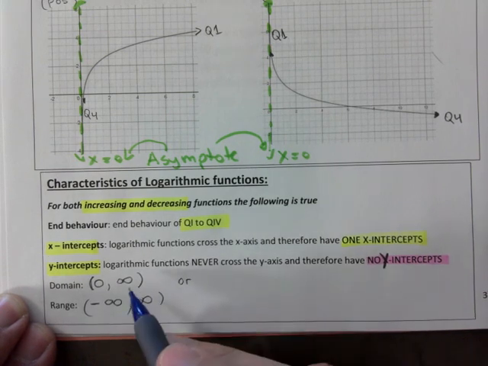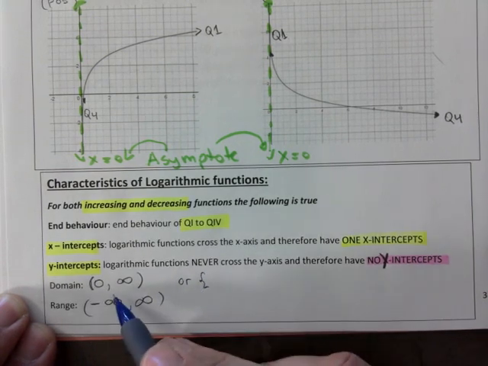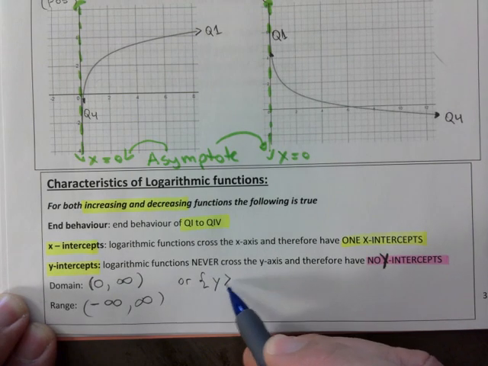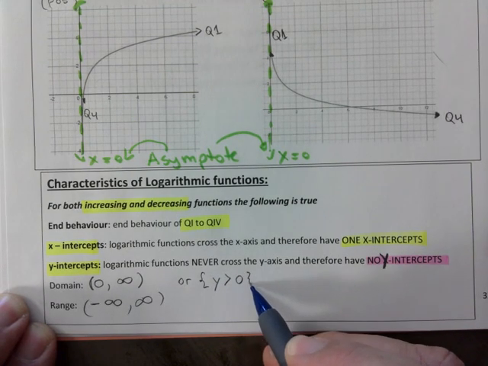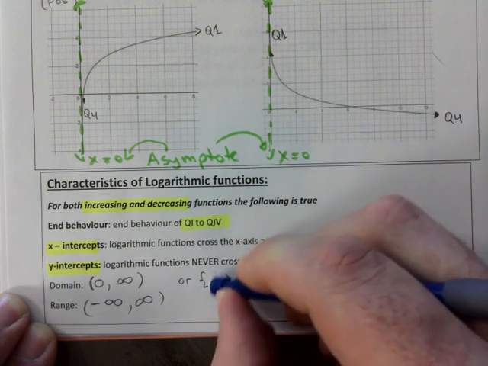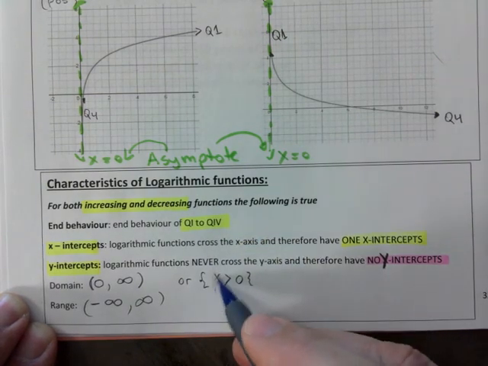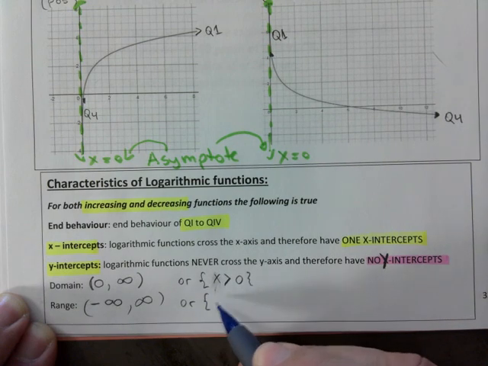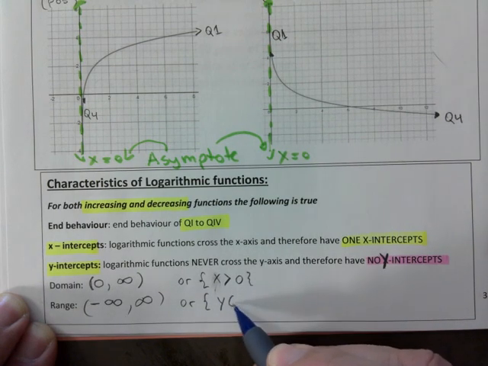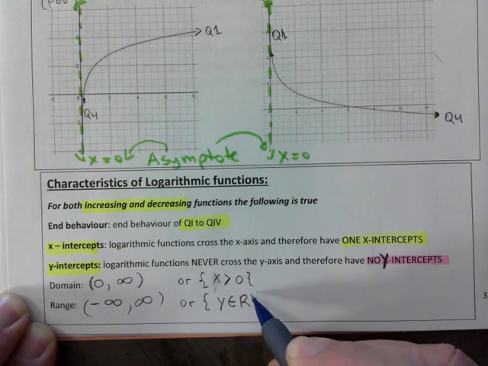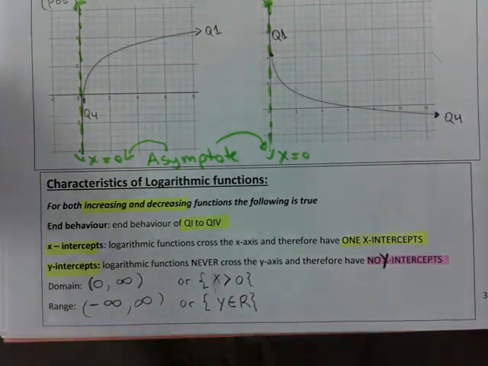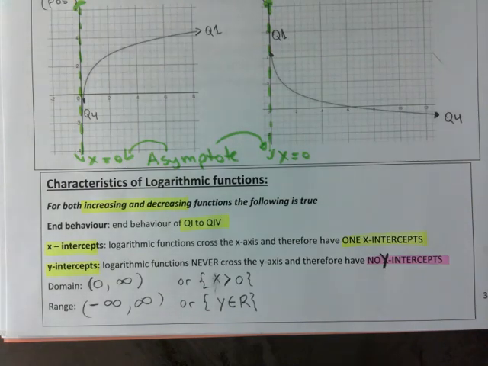Or if you want to do set notation, this would be y is greater than 0. Sorry, not y, x. X is greater than 0. Or this would be y belongs to all the real numbers. So all real numbers would apply for the range in this case if there's no word problem attached.